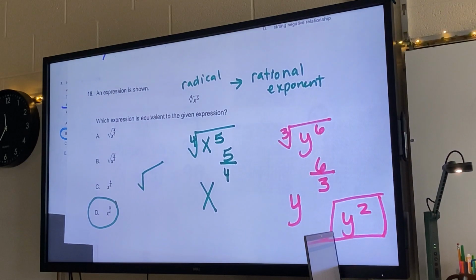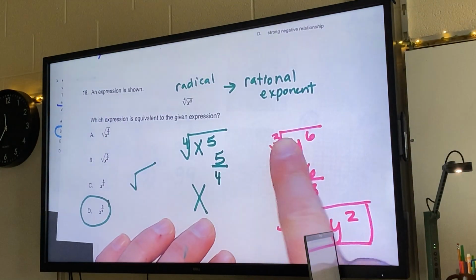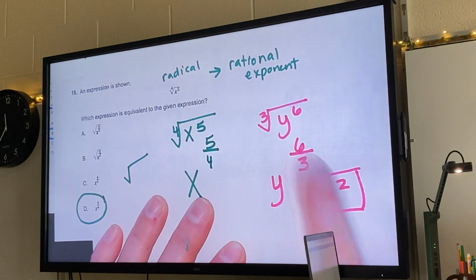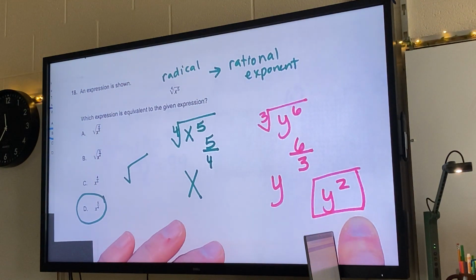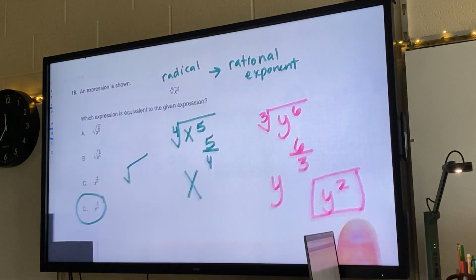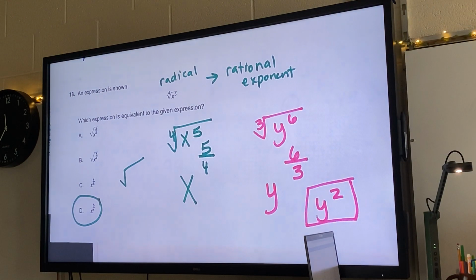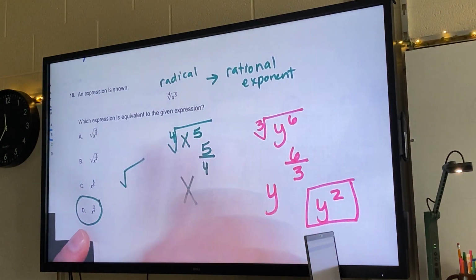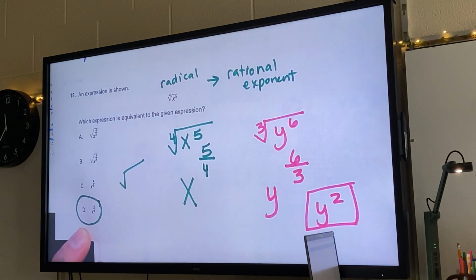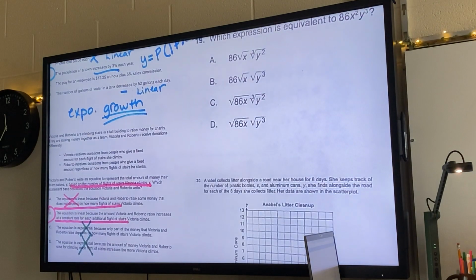So sometimes it's useful to change it from radical form to rational form because you can simplify it easier, in my opinion. Two more, people, and we're going to be done. Everybody got these? Okay. All right, let's look at number 19.